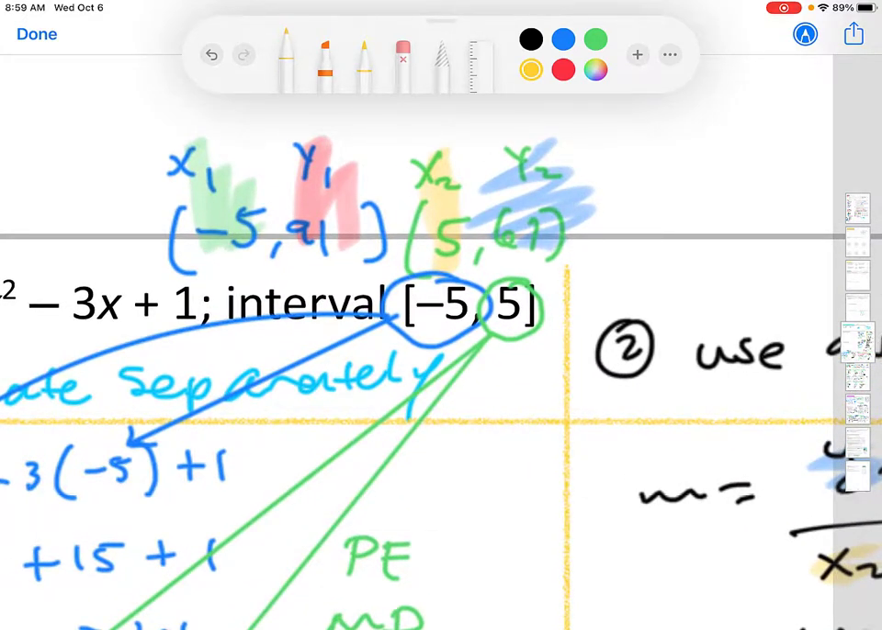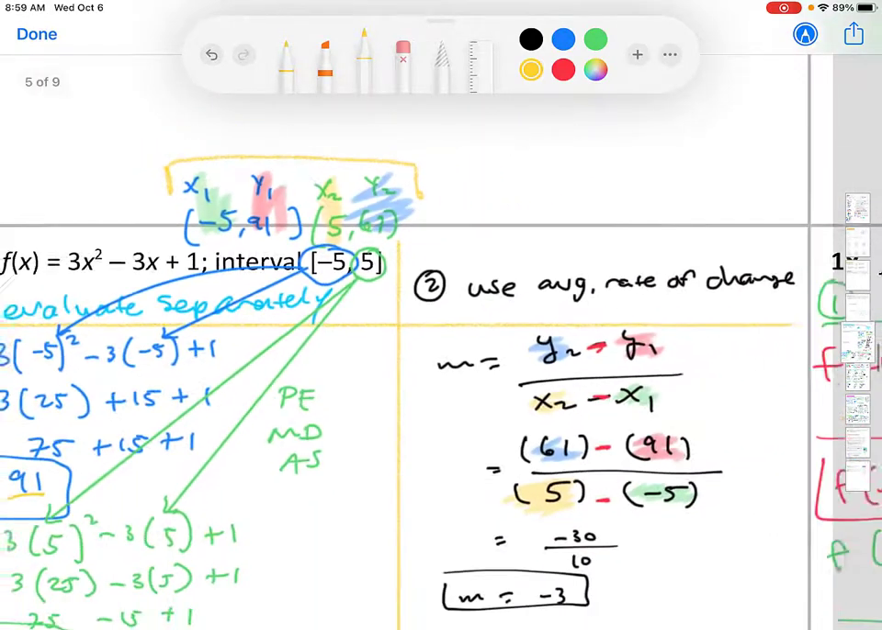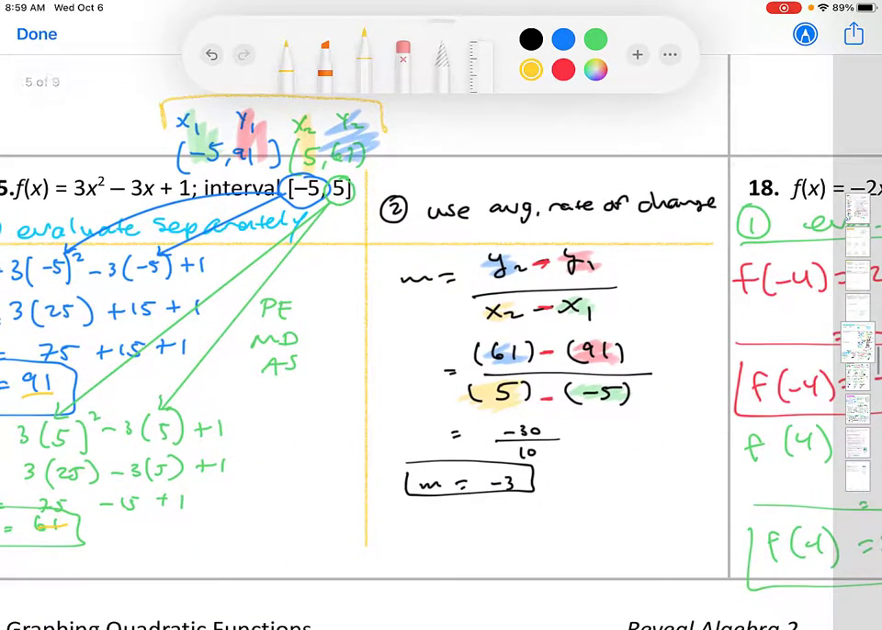Trick or hint is label. Label means to have these things up here at the top: x1, y1, x2, y2. So when we use the average rate of change, you're going to substitute in there, highlight your negative sign, and you get -3.